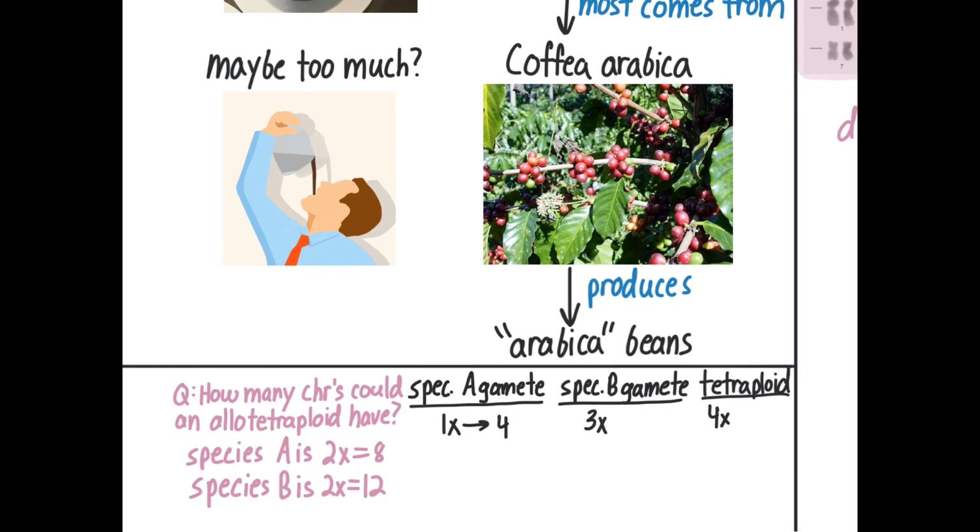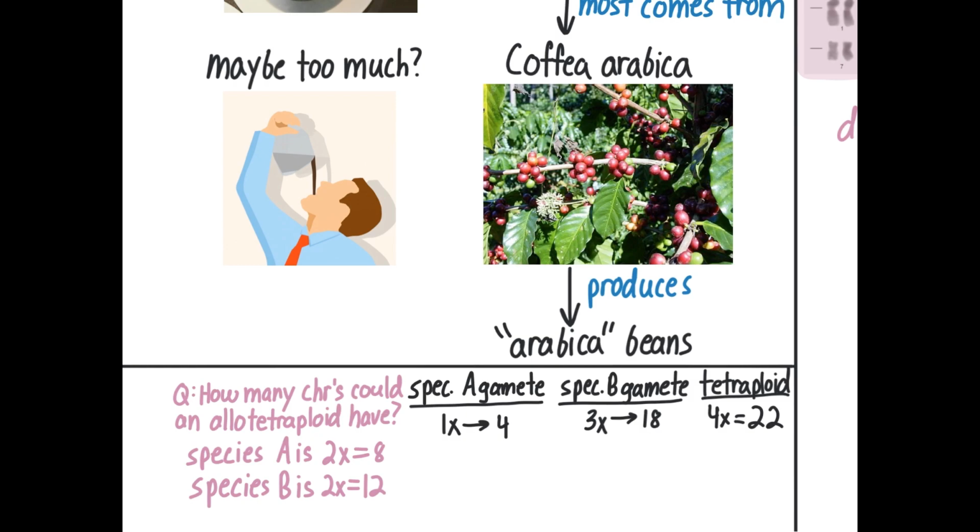In species B, 2 sets add up to 12 chromosomes, so there are 6 chromosomes in 1 set for this species. A gamete with 3 sets, usually formed by the fusion of a 1x and 2x cell, would therefore have 6 times 3, or 18, chromosomes. Combining these gametes and adding their chromosomes, 18 plus 4 is 22. So one possible allotetraploid could have 22 chromosomes.